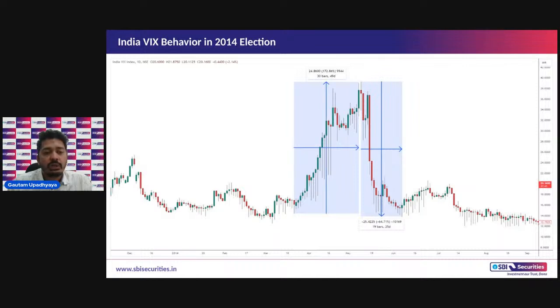Whenever VIX tends to rise, the option premium becomes expensive. So this is very important to understand for an option buyer. कभी भी market में volatility बढ़ती है तो option premium के prices भी बढ़ते हैं.